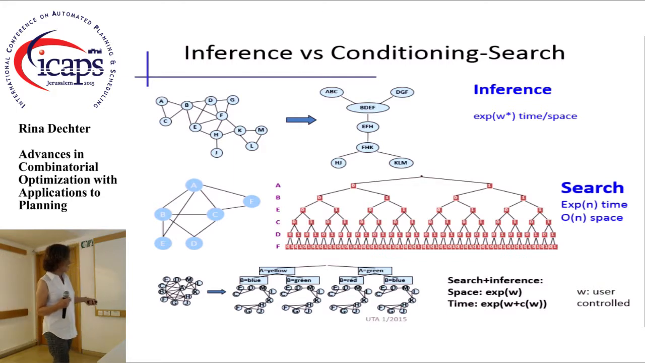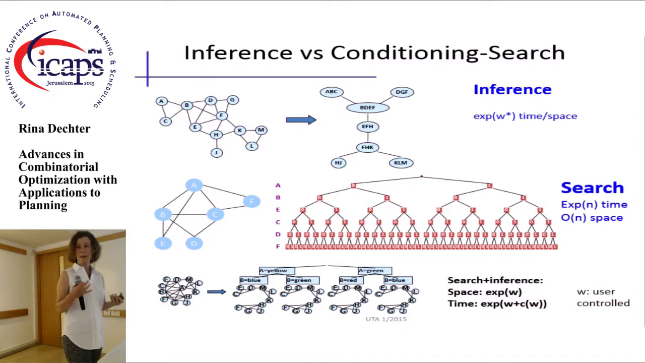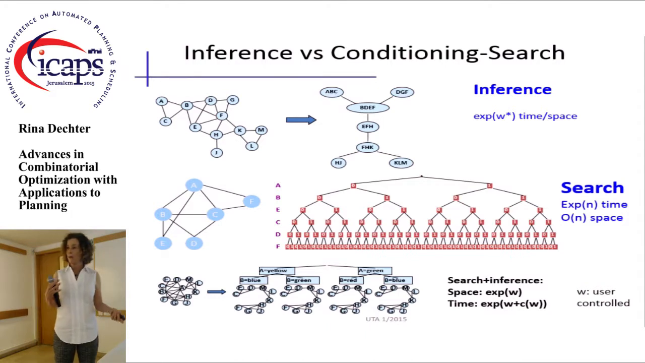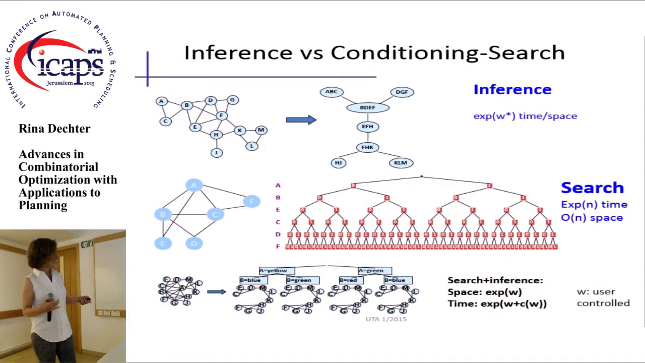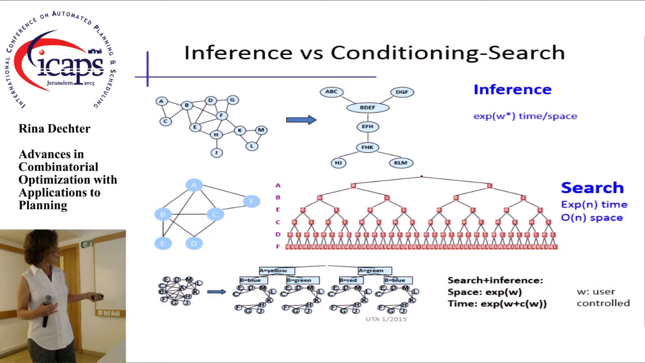And there are methods that combine the two. You do search up to a certain level, and then you do inference on the conditioned subproblem, and you can play with some parameters that govern how you divide this. In this way, you can trade off memory and time in an effective way. This is what we will look at near the end of this tutorial.